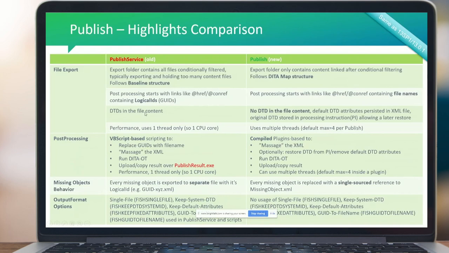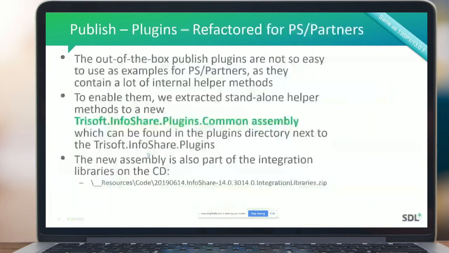DTDs is also a slowing component, so we chose to only load with DTDs once and then push the default attributes downstream, because then you don't need to load with DTD over and over again, and that is a great performance boost. It's multi-threaded, as said, the VB script became compiled, so you have a lot more options there, and even inside your plugins you can do multi-threaded if you need it. Missing objects, we only do one missing object per logical identifier and not over and over again, so that is again a performance improvement. I think those are the main highlights of that.